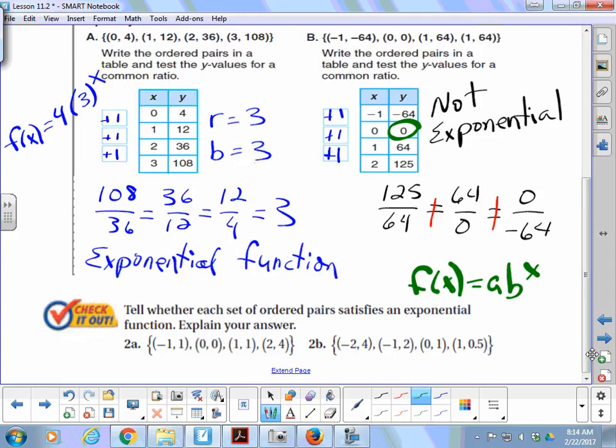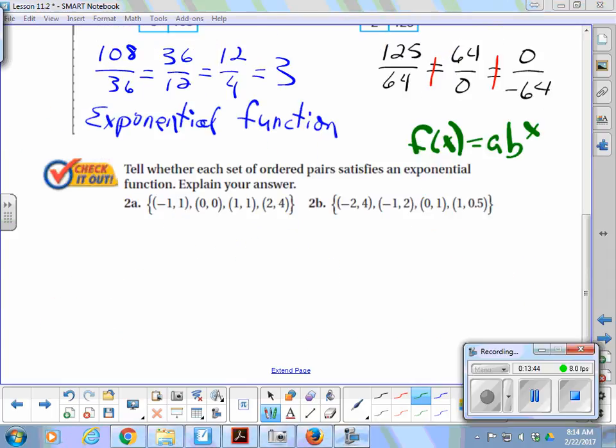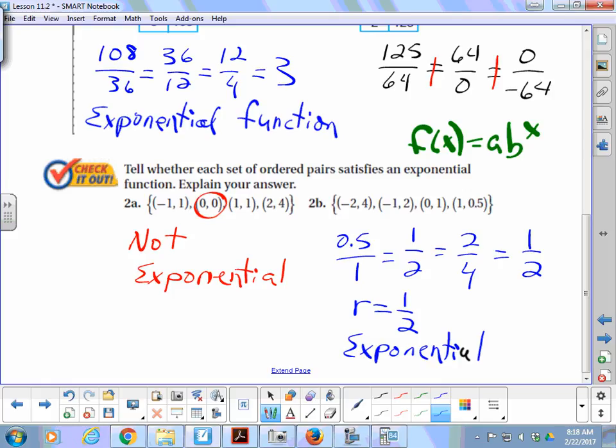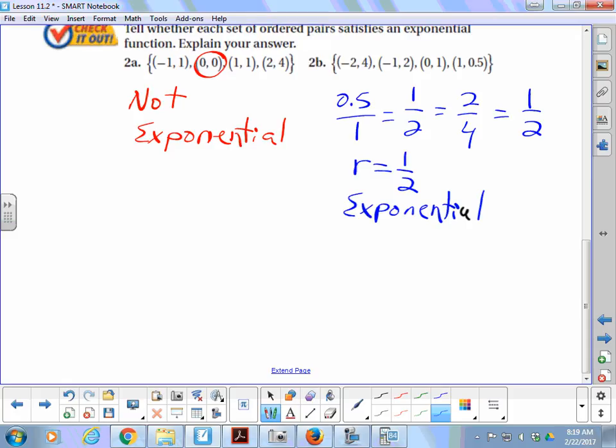Right? So do these two represent exponential functions or no? We're just checking to see if the y values, when I divide them in order from the last one to the first one, give you the same value. If they do, it's exponential.